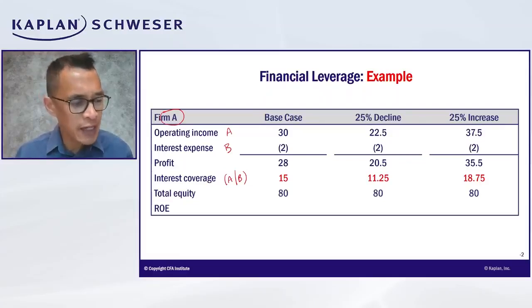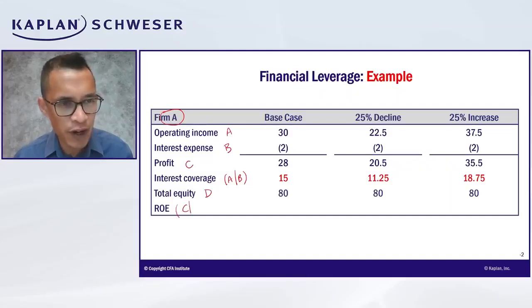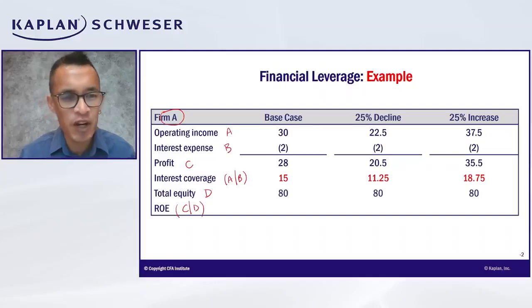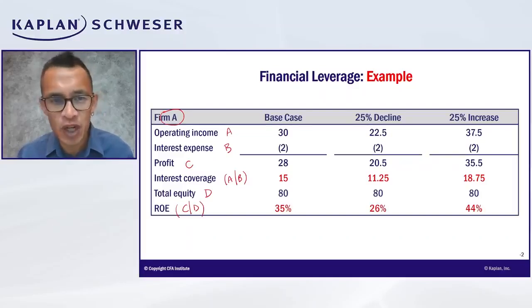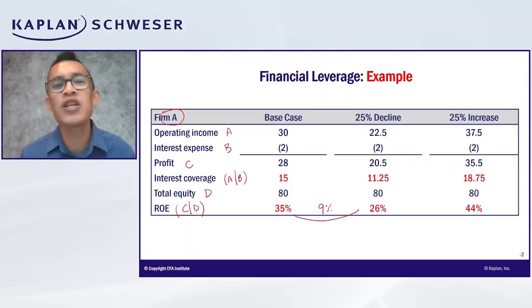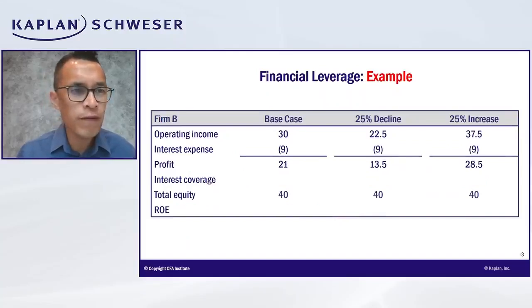Okay, then the next thing here is we want to look at ROE, okay? So I'm going to go here, C and D. So ROE, of course, is computed as profit divided by total equity. So C divided by D, and that is going to give us 35%, 26%, and 44%. So what we're seeing here is a 9% range. So the decline is going to take us down 9% for ROE, and the increase is going to take us up 9%. So let's go and do the same thing here for firm B.